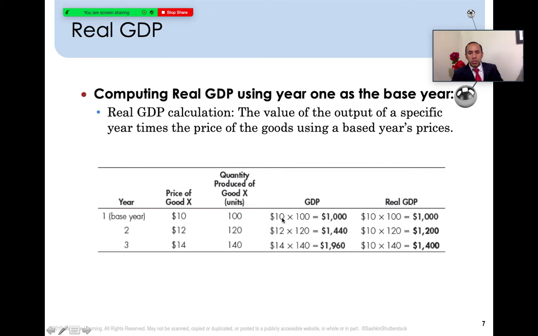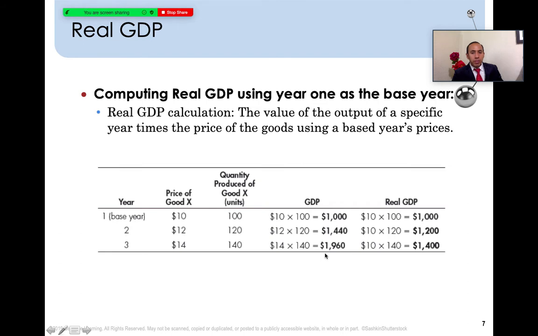Nominal GDP is just the price of the good times the quantity. That will give us the value of nominal GDP, or you can just say GDP for year 1, which is the base year. Year number 2 is 12 times 120. 12 times 120, that's 1,440. And year number 3 is 14 times 140. That gives us the nominal output for year number 3.